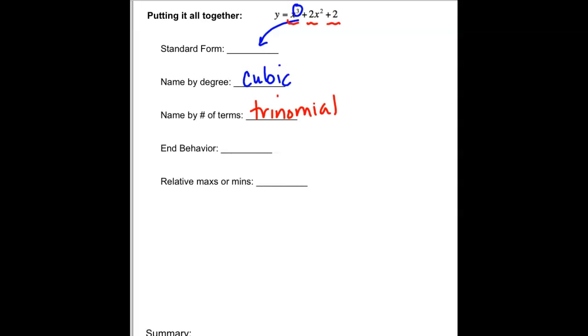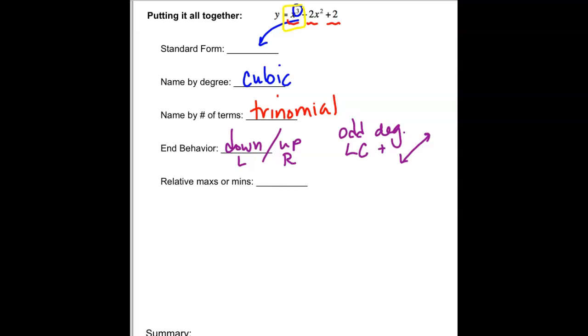Now for the end behavior, remember we focused on that first term. We have an odd degree. So odd degrees, remember, go in opposite directions. And our leading coefficient is just a positive 1. So think of a positive sloping line. So our end behavior, on the left, it's pointing down. And on the right, it's pointing up.